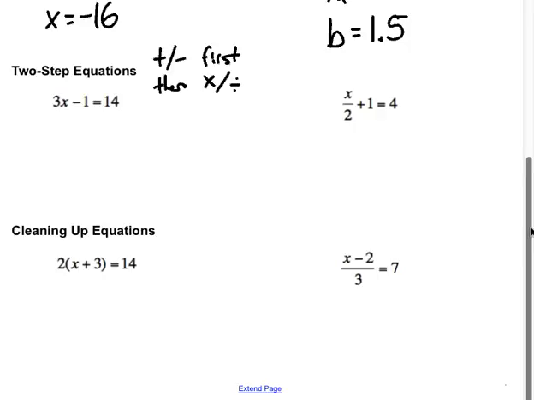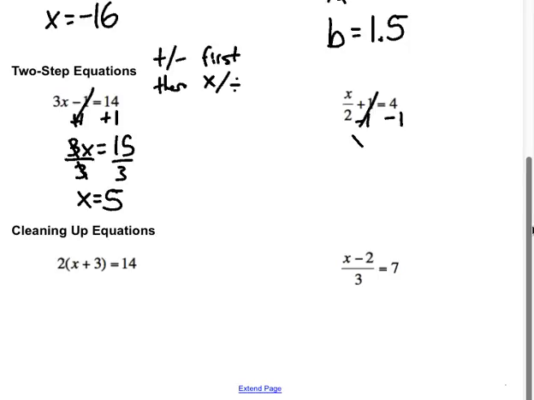So if I look at this one, what that means is I want to add the 1 over first to get 3x equals 15, then divide the 3 off to give me that x equals 5. Over here, it means I want to subtract the 1 first and then multiply both sides by 2 to undo the division to get x equals 6.